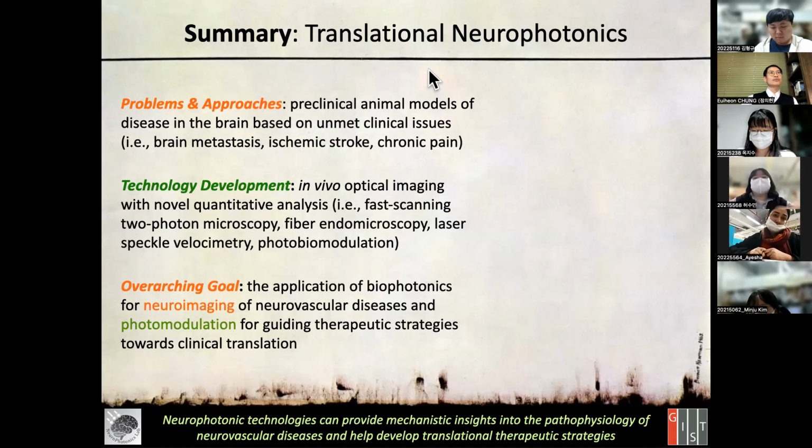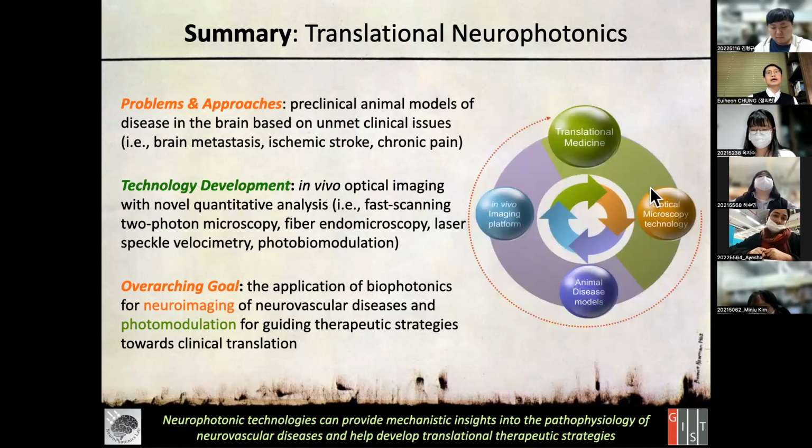So as a summary, I want to conclude my talk about translational neurophotonics. First, we need to find problems, which in our case are preclinical animal models of disease for unmet clinical needs, such as stroke, and now we are interested in chronic pain problems as well. And technology, for example in vivo optical imaging, gives us a quantitative tool, and that makes it possible for our findings to be more translatable.